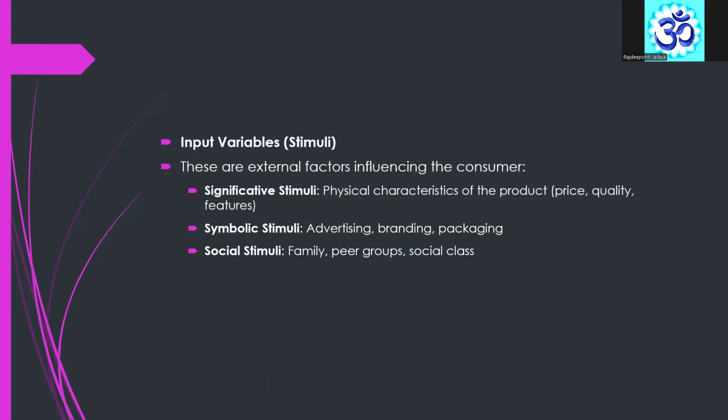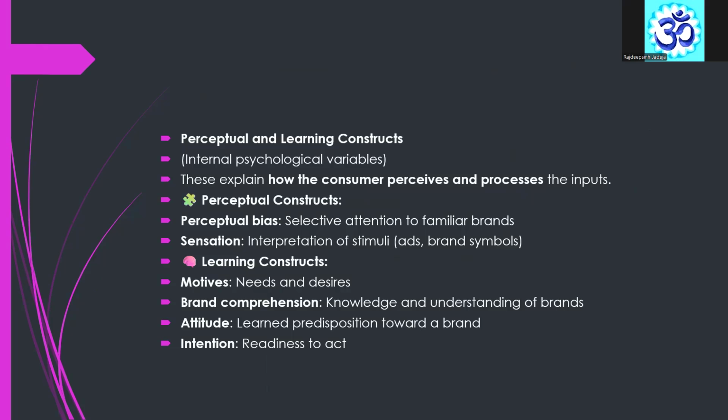Input variable, which is stimuli. These are the external factors influencing the consumer. Significant stimuli are the physical characteristics of a product like price, quality, and features. Symbolic stimuli are advertising, branding, and packaging. And the third one is social stimuli, which is family, peer groups, and social class.